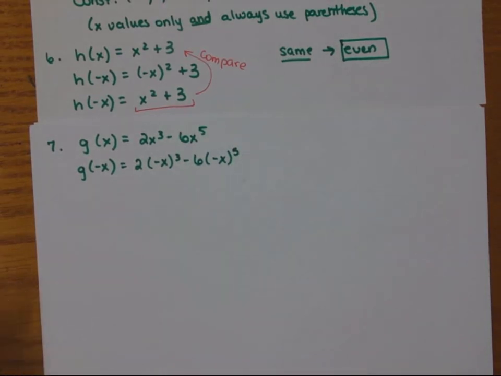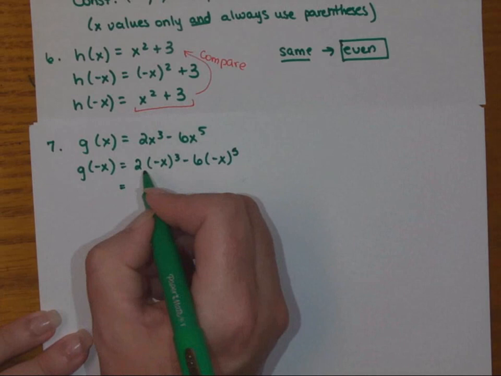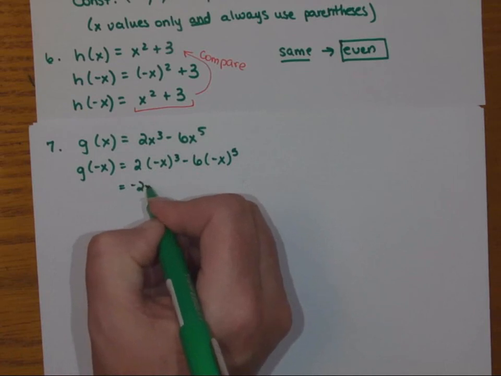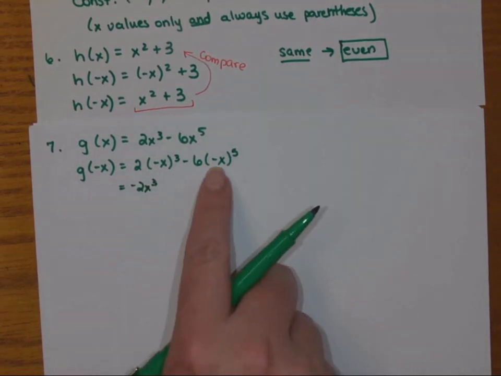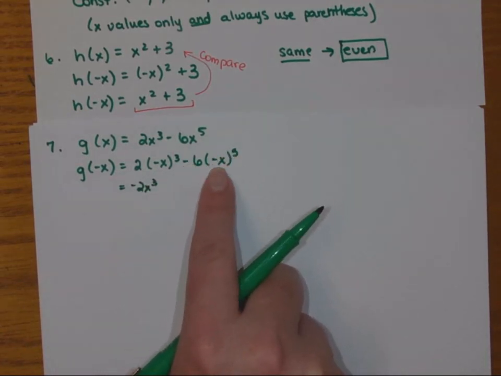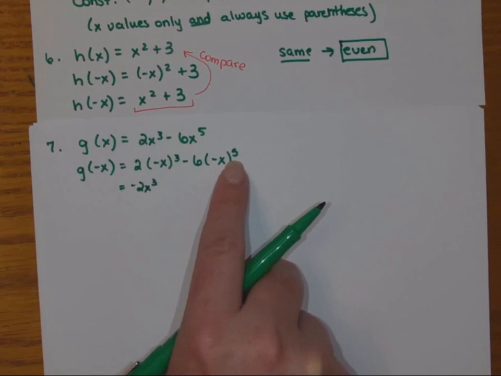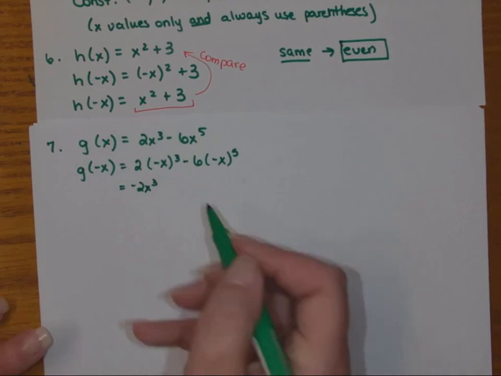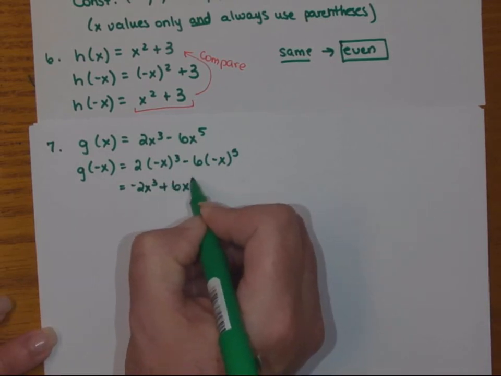So notice everywhere there was an x, I replaced it with a negative x. So make sure you do exponents first. So this would be 2 times a negative x cubed because it's an odd number of negatives. So that's going to be negative 2x cubed. Okay, and then don't do the -6 for now, just worry about this, right? A negative x times itself 5 times is going to be a negative x to the 5th, and now you can go ahead and combine it with that, so you would get a positive x to the 5th, okay?